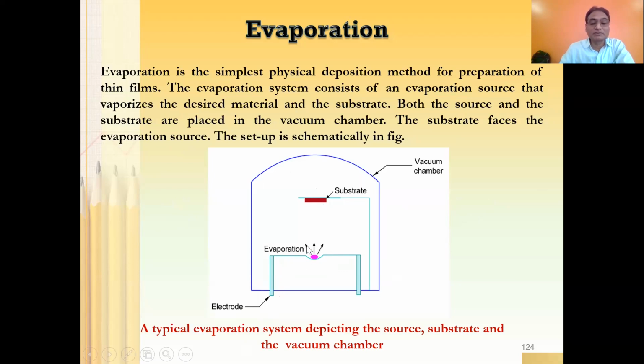You can put our source material which can be evaporated. The vapors will be transported here, and this is the vacuum chamber. You must have seen it because we have this thermal evaporation system in our center.